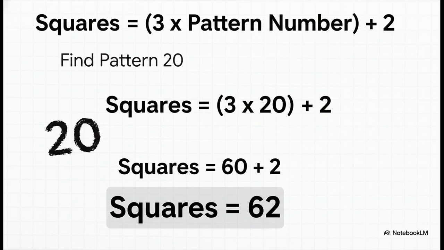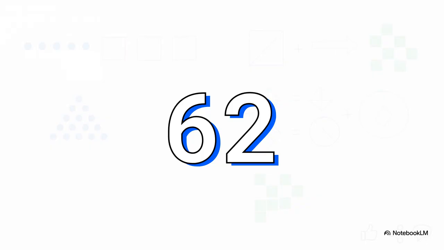We just plug in 20 right where it says pattern number. So the calculation is simply 3 times 20 plus 2. 3 times 20 is 60, plus 2 is 62. And that's it. Pattern 20 will have exactly 62 squares. No drawing, no repeated adding, just one simple, clean calculation.